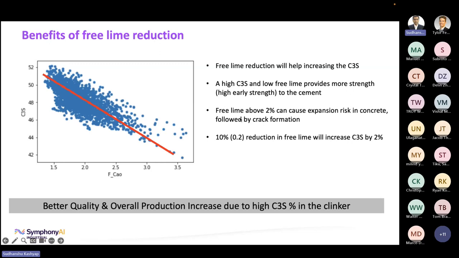Also, it's a known fact that more than 2% free lime in clinker increases the expansion risk of concrete. So it undermines the quality of cement significantly. By reducing it, we'll have much better quality. And also, here you see the 10% reduction can give you a tricalcium silicate increase of 2%.